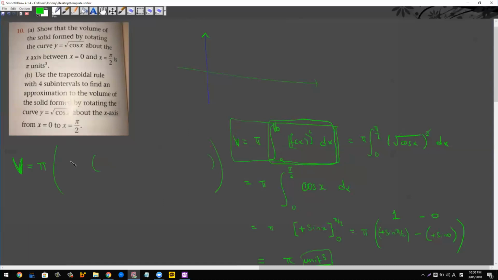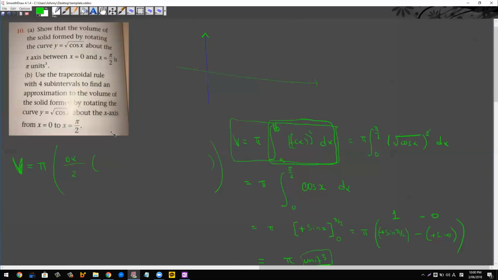Trapezoidal is delta x on 2. And then it's 1, 4, 2, 4, 1. No, that's Simpson's. Oh, it's 1, 2, 2, 2, 1. Yeah, 1, 2, 2, 2, 1. Okay.